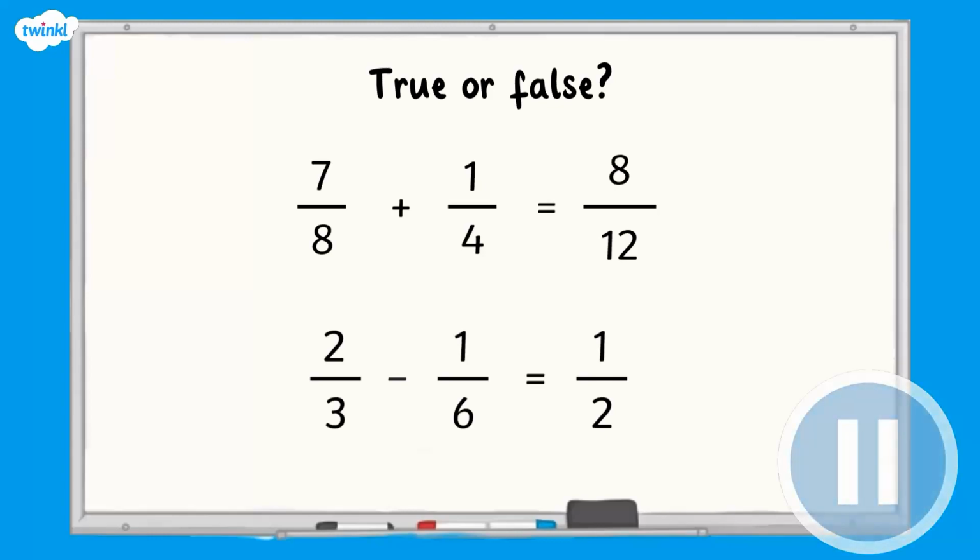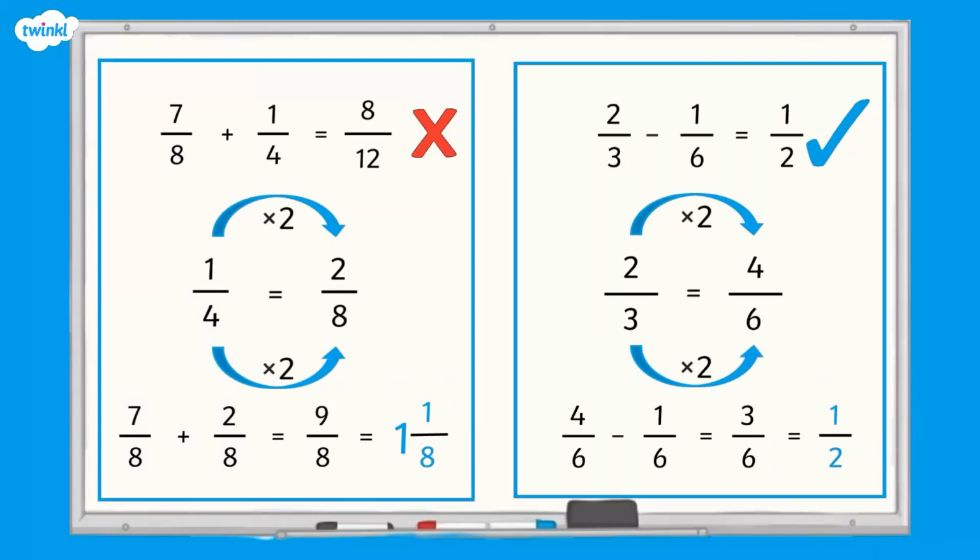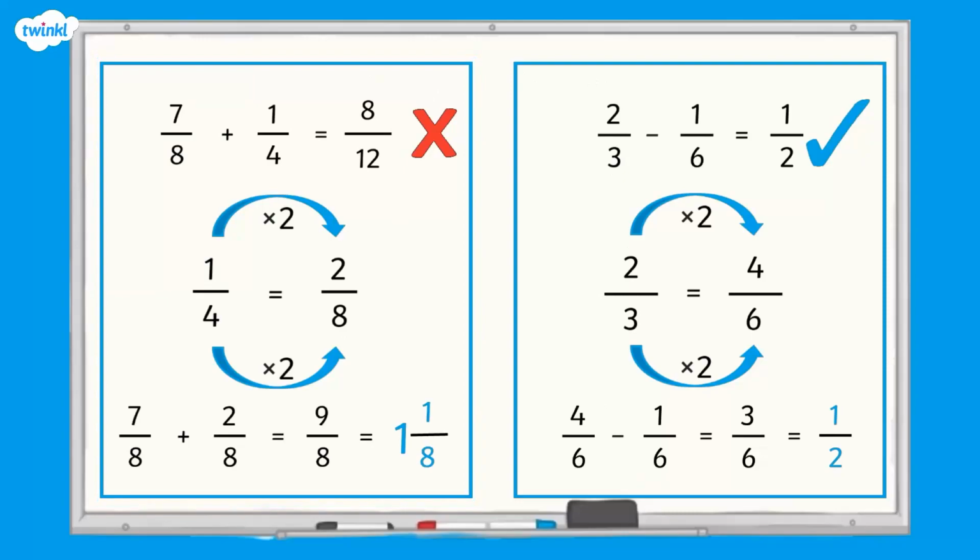How did you get on? Check your answers. 7/8 add 1/4 equals 8/12 is false. The person has added the numerators, 7 add 1 equals 8, and the denominators, 8 add 4 equals 12, instead of finding a common denominator and adding the fractions. 7/8 add 1/4 equals 9/8 or 1 1/8.